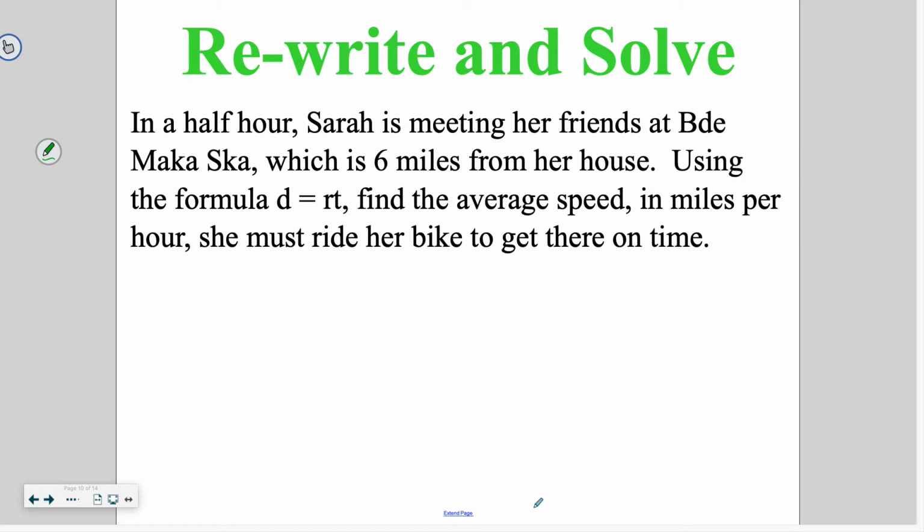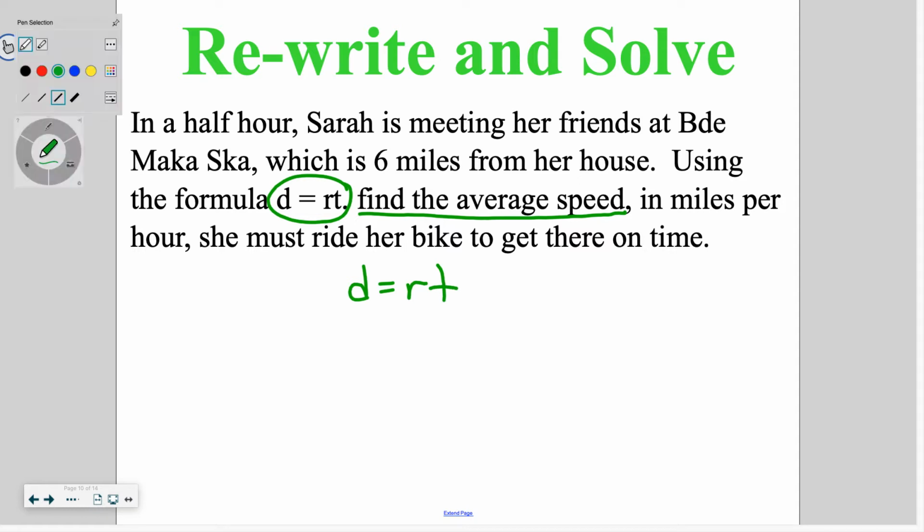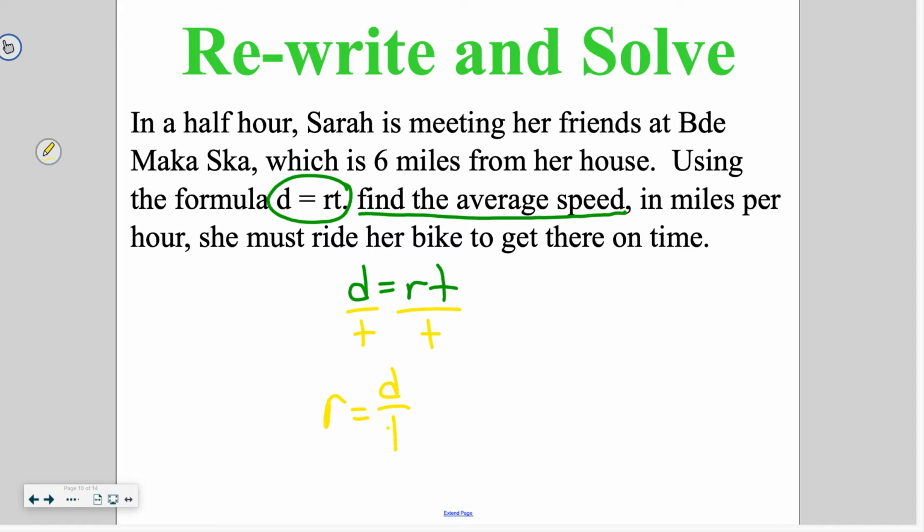So we are trying to find speed, which means that we need to rearrange this equation to solve for the speed part. So it starts with distance equals rate times time. Our rate part is the r, so we're going to divide both sides by t and find that our rate is equal to the distance divided by our time. Now we can use this new equation, this rearranged equation, to find the value for the problem.